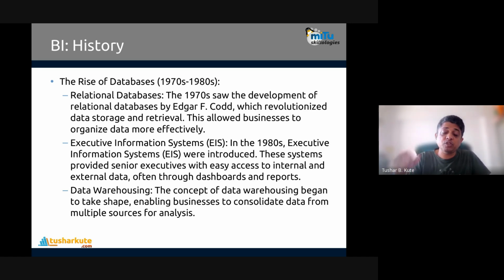And in almost the same era, the executive information system was created. We'll talk about that. These are the methods and types which are used in BI processes. This system provided senior executives easy access to internal and external data with the help of dashboards and reports. It means those who are decision makers will not need to request company personnel to do it. They'll have access to dashboards where they can see everything. That's all, the EIS, Executive Information System. And in the same era, the concept of data warehousing was also created, which enabled businesses to consolidate data from different sources for analysis.